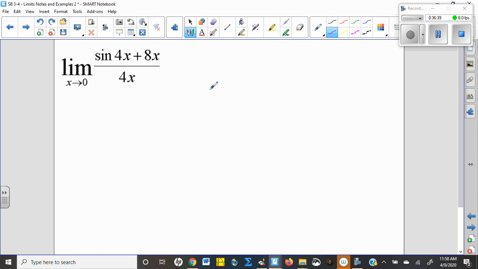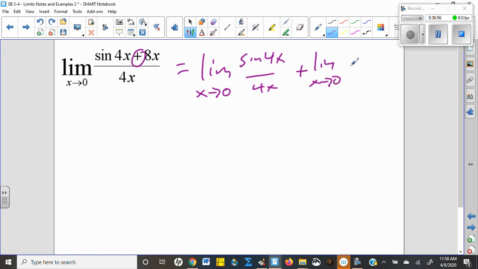Here's one that I think we're going to have to split not through multiplication, but through addition. So we'll use the limit property of addition. So we'll do sine of 4x over 4x. That looks great, right? Plus the limit, as x approaches 0, of 8x over 4x. Don't forget the common denominator. When you split a fraction, you have to split it using the common denominator. So this is perfect. It's ready to turn into a 1.